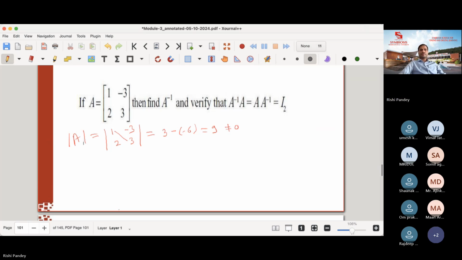Any doubt? We are applying this formula. A inverse is equal to adjoint of A upon determinant of A, where determinant cannot be 0. Done? Any doubt in this point?